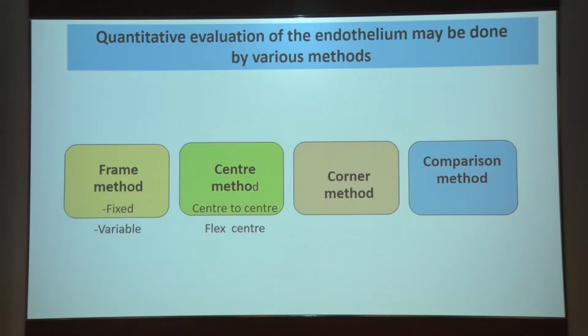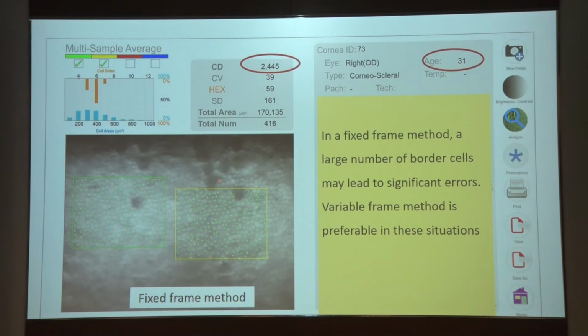I thought I'd come to the evaluation later, but since this presentation didn't work, there are various ways in which you can calculate the endothelial cell density. I won't go into the details in the beginning, but you have a frame method where a frame is put up. This may be a fixed frame or a variable frame. You can adjust the area, and then you can have the cell count taken from it. The disadvantage is that some of the cells at the border may get missed out, and you may not get very accurate cell counts. In these cases, the variable frame method is better.